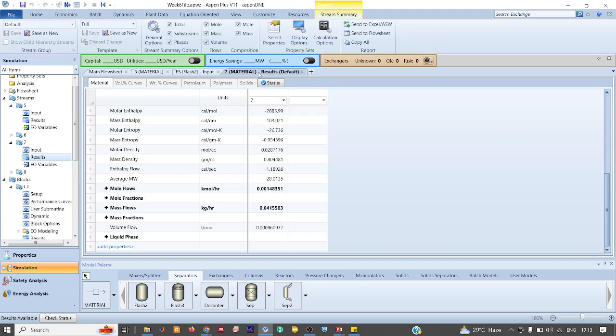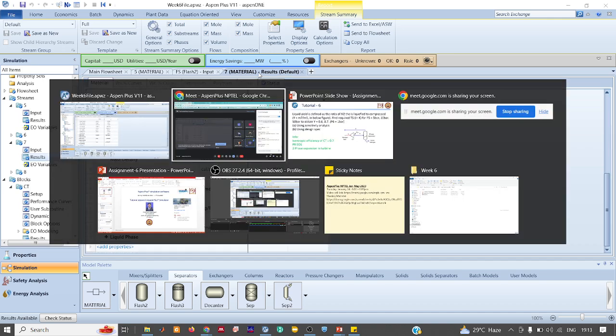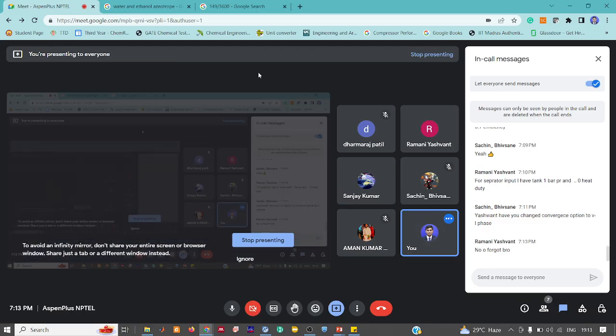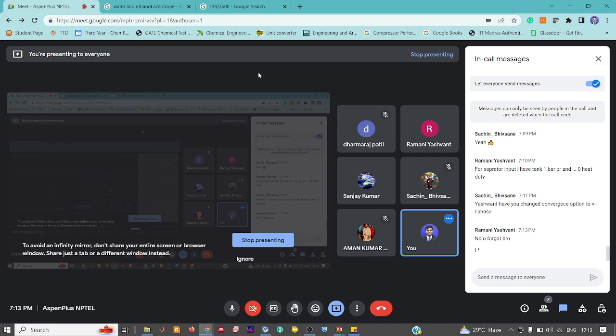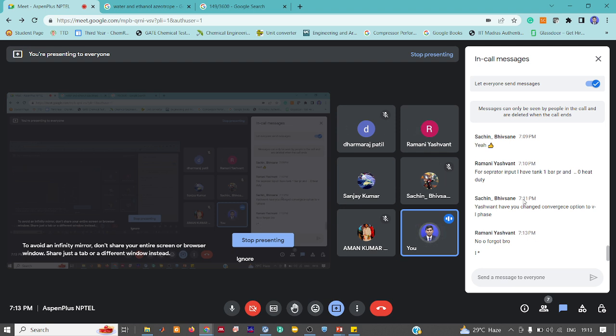So the value is 0.041. Okay, so issue with the convergence. Okay.